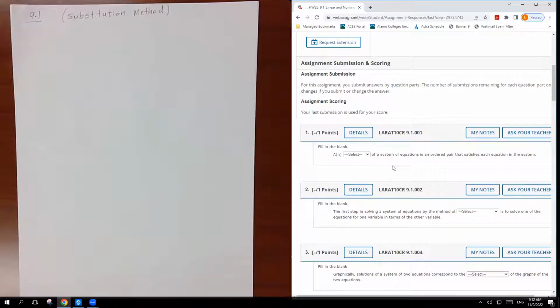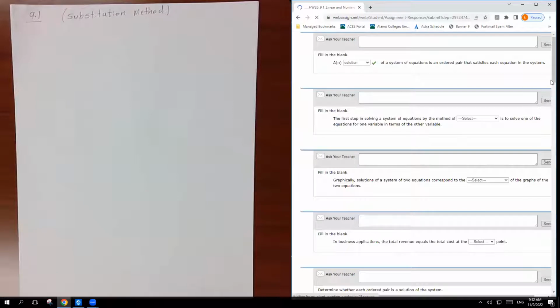Because we're going to study a system, that means we have more than one equation. So the solution is supposed to satisfy each equation. That means when you plug in x, y in the equations, you're going to get equal to the right side. So the solution is going to be the ordered pair of the system of equations.